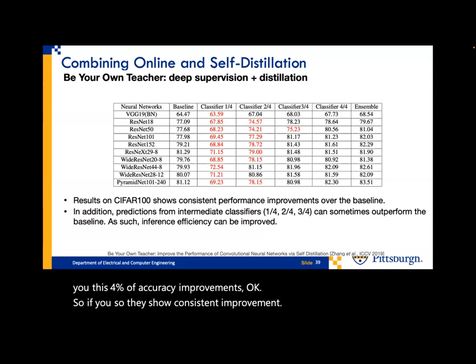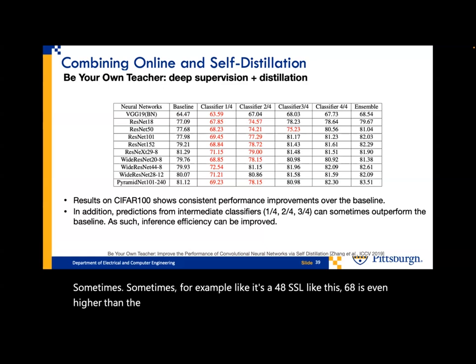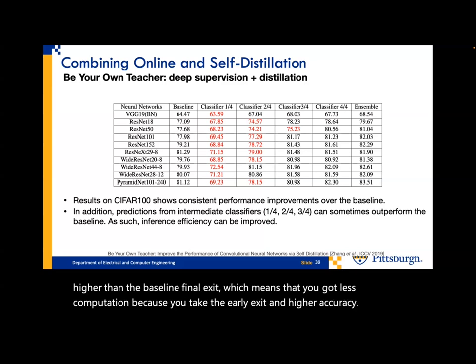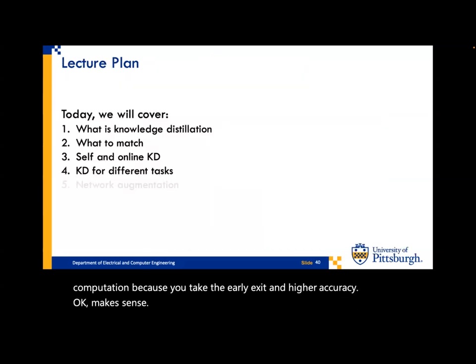Sometimes, for example this 68 is even higher than the baseline's final exit, which means you get less computation because you take the early exit, and higher accuracy. Okay, makes sense? So that's self and online distillation.